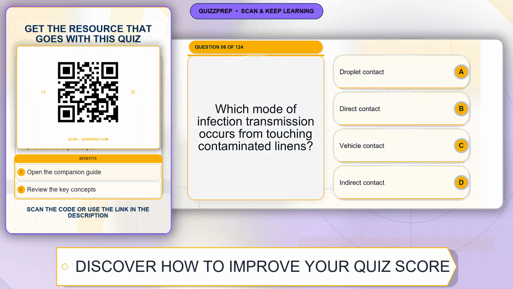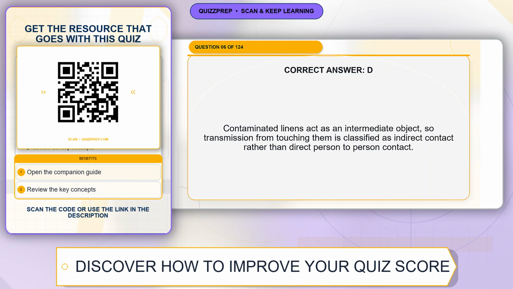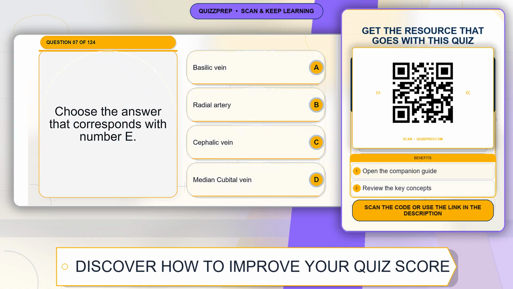Question 6. Which mode of infection transmission occurs from touching contaminated linens? Option A, droplet contact. Option B, direct contact. Option C, vehicle contact. Option D, indirect contact. The correct answer is option D, indirect contact. Explanation. Contaminated linens act as an intermediate object, so transmission from touching them is classified as indirect contact rather than direct person-to-person contact.